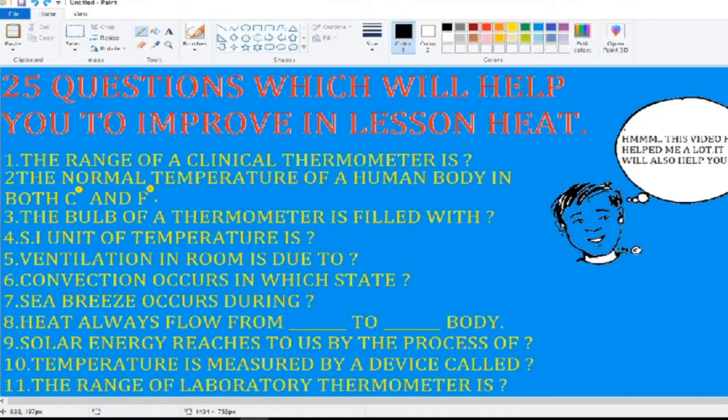The first question is, what is the range of a clinical thermometer? I hope you guys know the range of a clinical thermometer is 35 to 42 degrees Celsius. Now they're asking the normal temperature of a human body, in both Celsius scale and Fahrenheit scale. As we all know, in Celsius scale it is 37 degrees Celsius, and for Fahrenheit it is the most simple, 98.4.